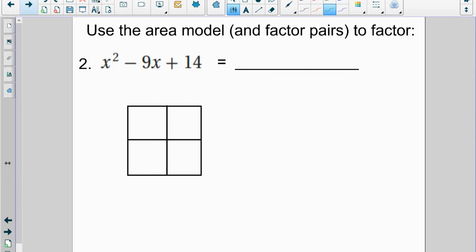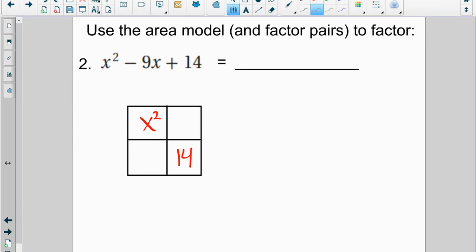Here's another one. We've got x squared minus 9x plus 14. And if we stick to our process that we did last time, we know kind of how this is going to fit inside as the area. The x squared goes in the first box. I have to figure out how it's going to give me negative 9x when I add the like terms together.